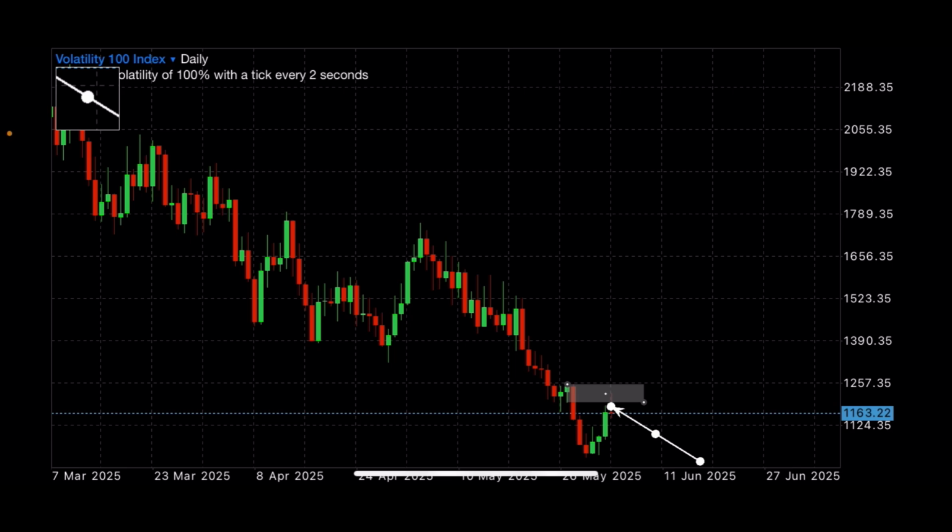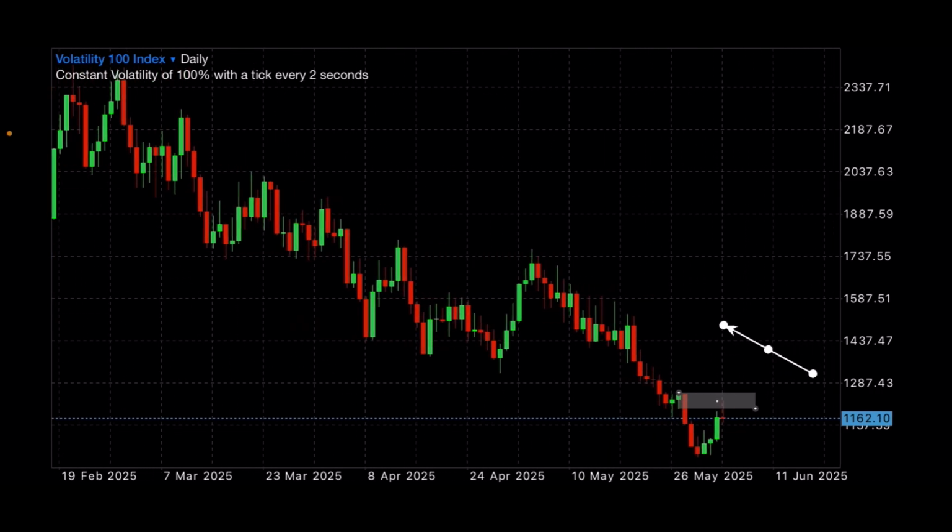It's even leaving a wick and it's turning red. So if you can possibly get a sell entry from somewhere within this zone, you'd be in profits right now. So that's just how it is.